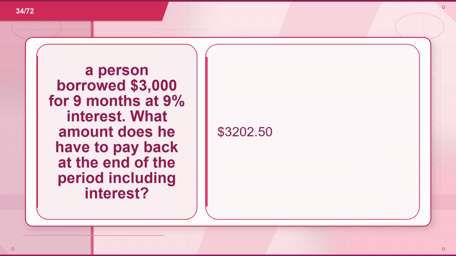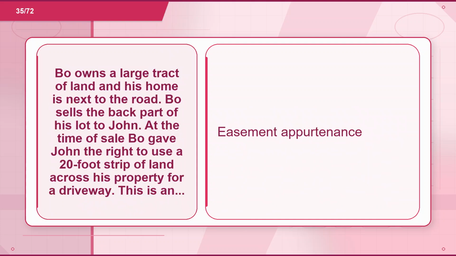Flashcard 34. Term: a person borrowed $3,000 for 9 months at 9% interest. What amount does he have to pay back at the end of the period including interest? Definition: $3,202.50. Flashcard 35. Term: Bo owns a large tract of land and his home is next to the road.